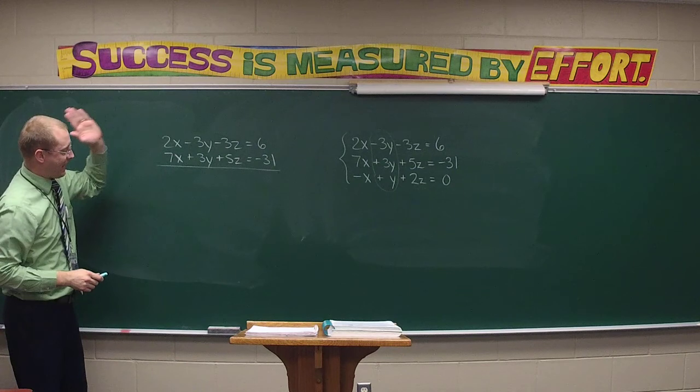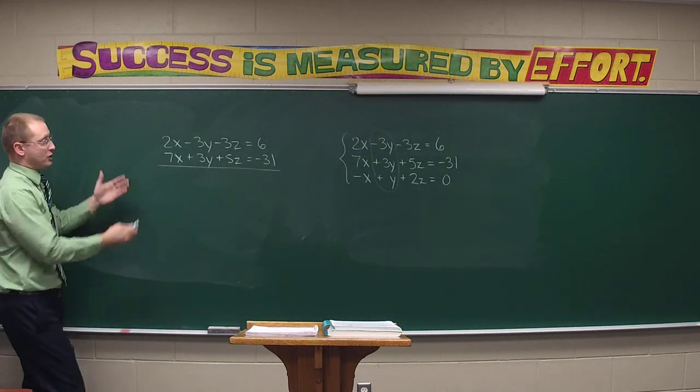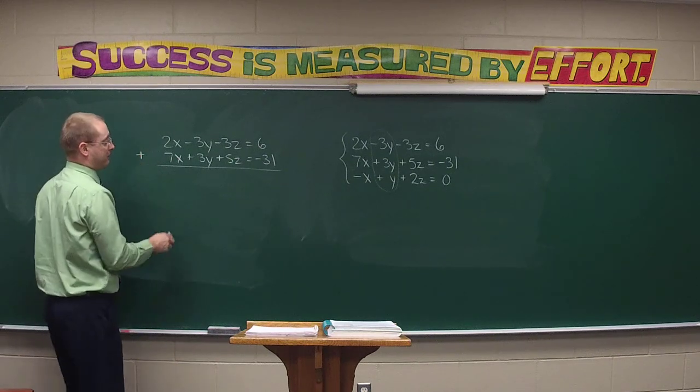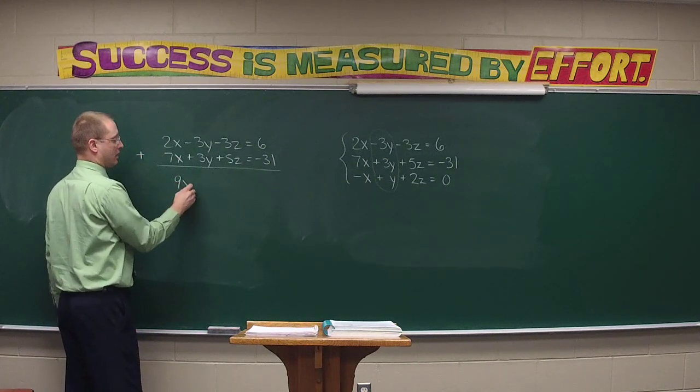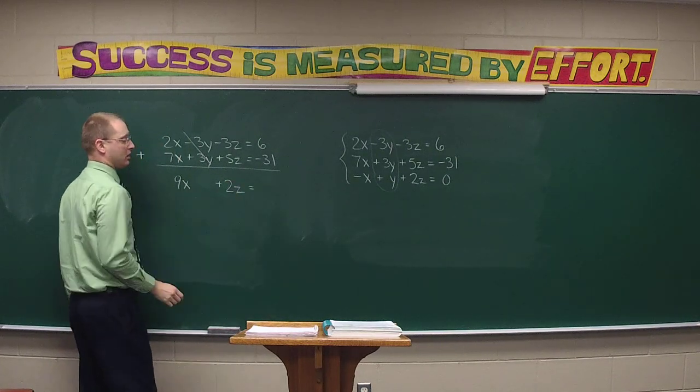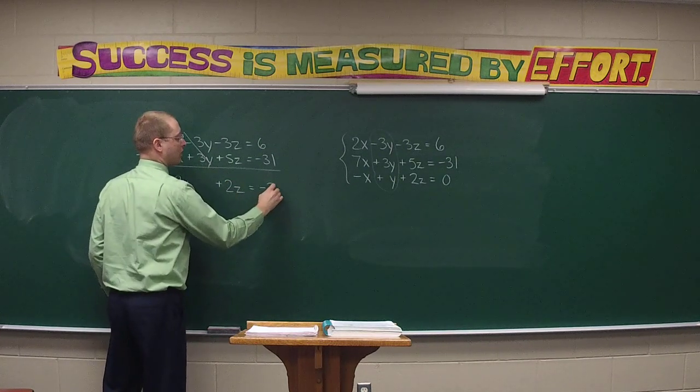And to knock the y out of these 2, Abby, all I have to do with these 2 equations is combine them. Just add them. And what do I get? 9x plus 2z equals negative 25.